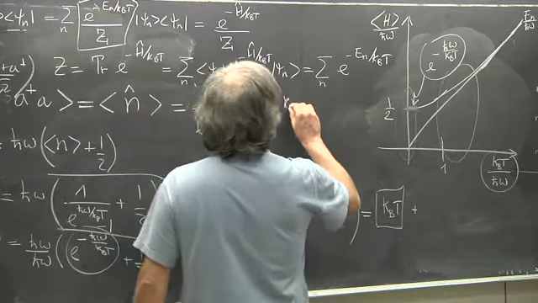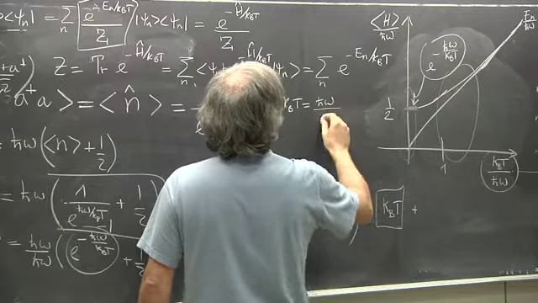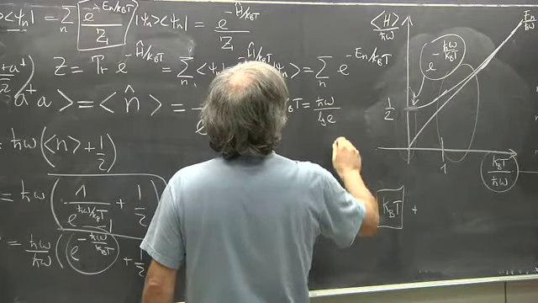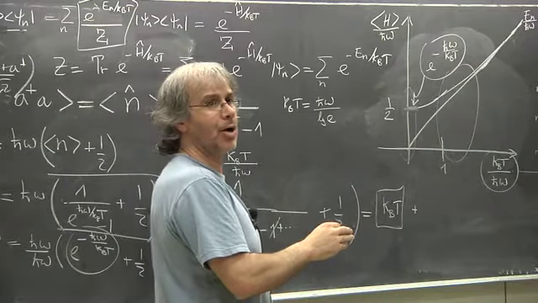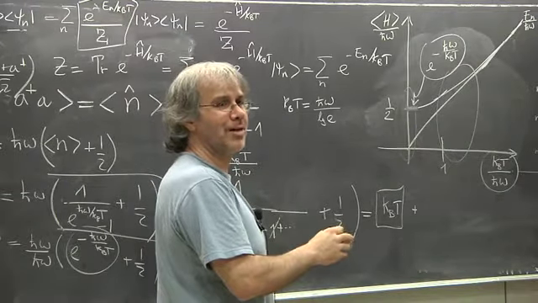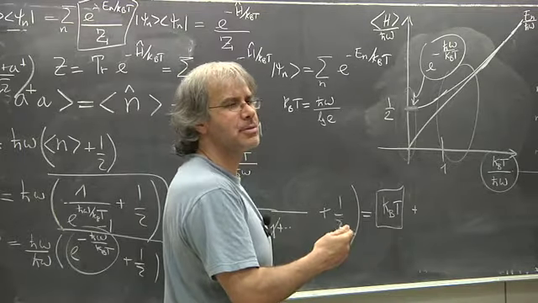kbt equal to h bar omega over log e. Log e is 1. Log of something else? Log of 10.